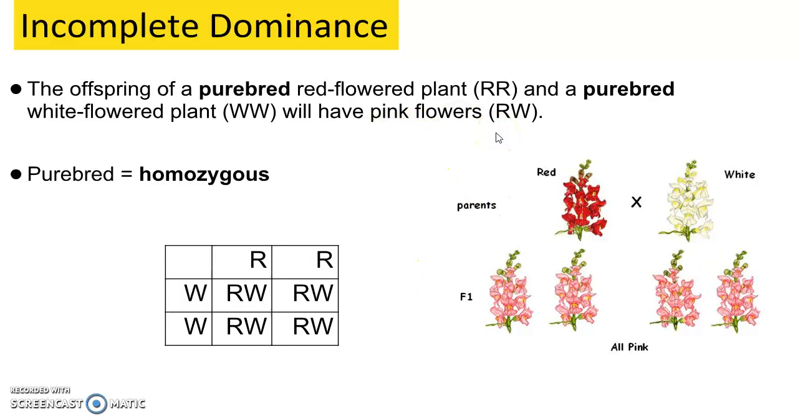And I would have to tell you, prior to you completing a Punnett square, that this is a case of incomplete dominance and any heterozygote has pink flowers. So I would have to let you know that before you did the problem.